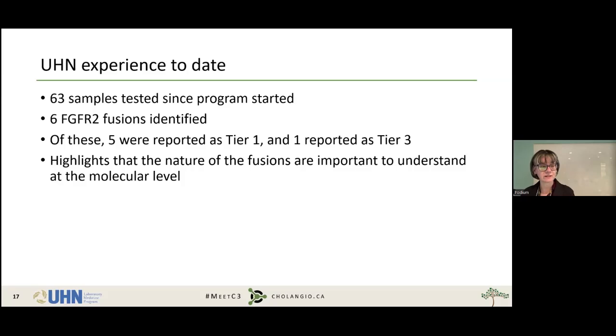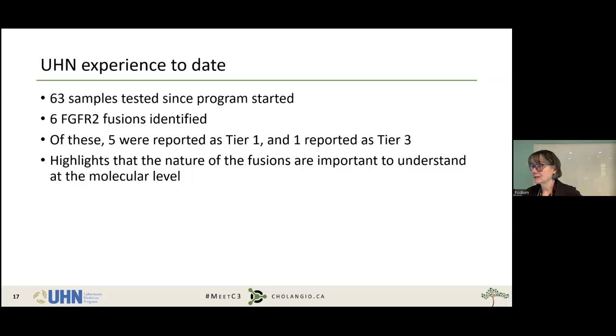So the experience to date, we joined, I think, in July. So it's been sort of 6, maybe more. I don't know how many months. I can't count while I'm standing here. So far, we've tested 63 samples that have come through the C3 program. And out of those, we've identified 6 FGFR2 fusions, so 10%.